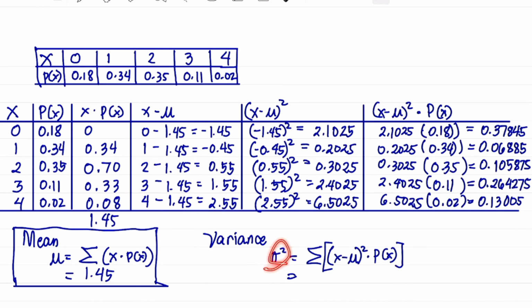So the formula for the variance, summation of x minus mu squared times p of x. So this is our x minus mu squared times p of x. So we're going to take the sum. So the sum is 0.9475.